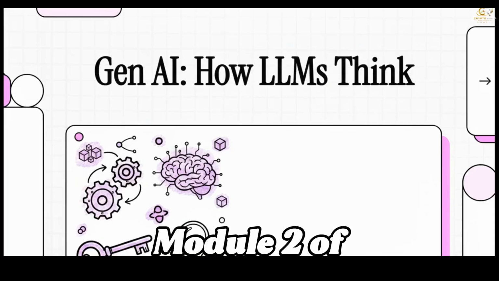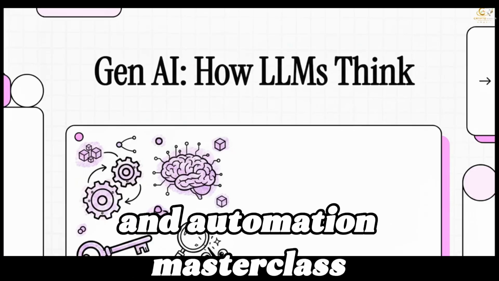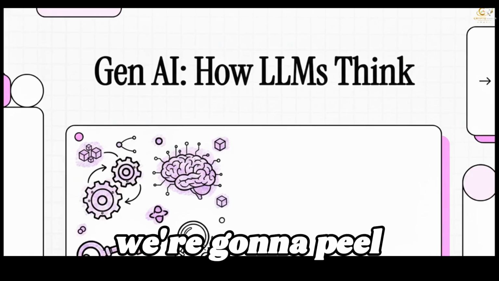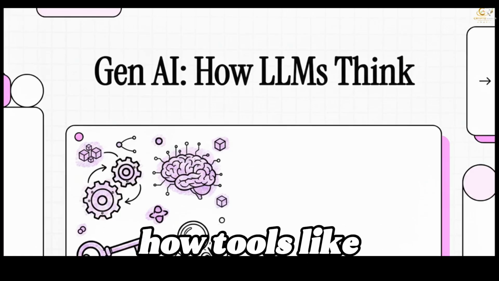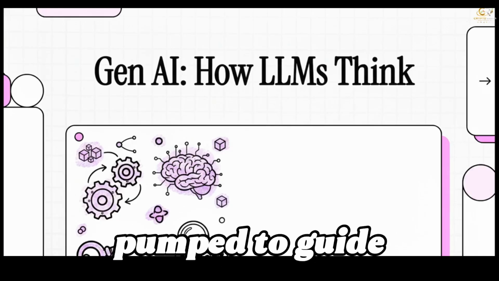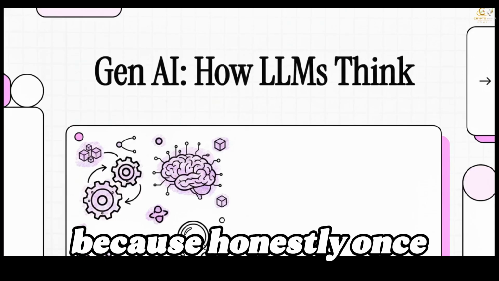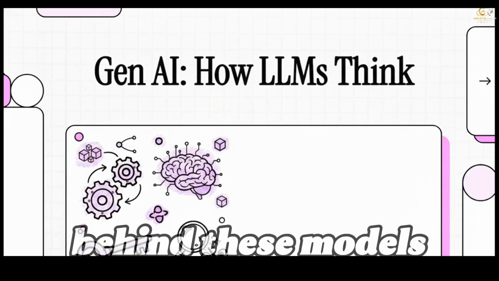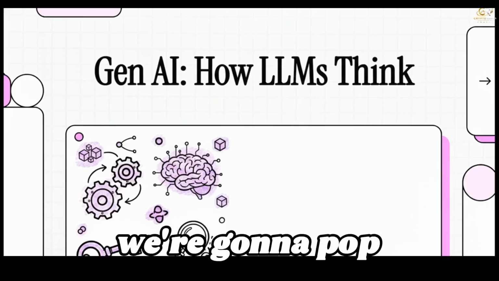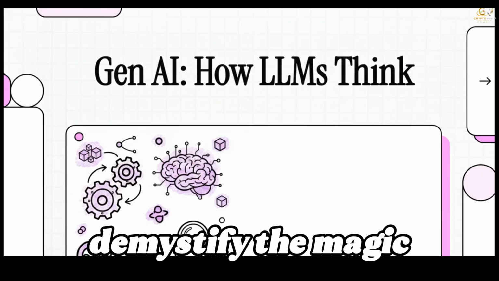Welcome back to Module 2 of our AI and Automation Masterclass. In today's explainer, we are doing something really cool. We're going to peel back the layers and look at how tools like ChatGPT and Claude actually function. I am so pumped to guide you through this because honestly, once you understand the fundamental architecture behind these models, it completely changes how you interact with them. We're going to pop the hood and demystify the magic.